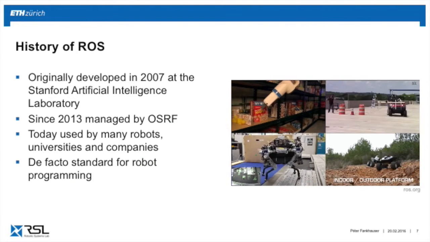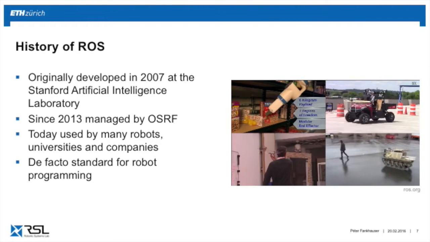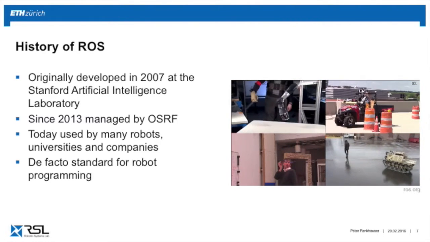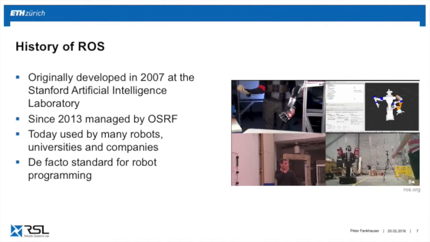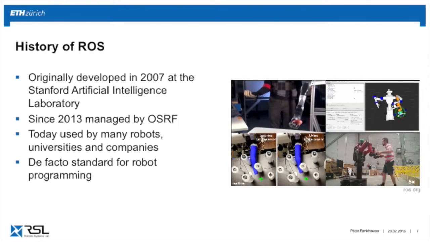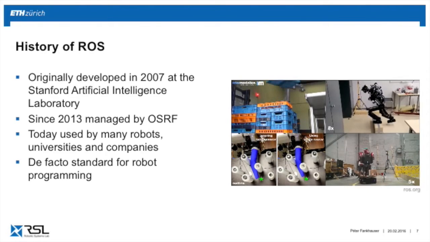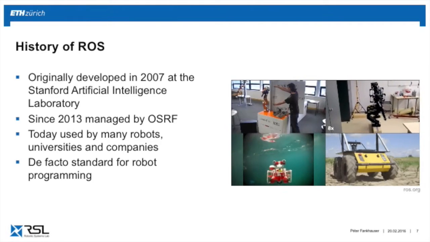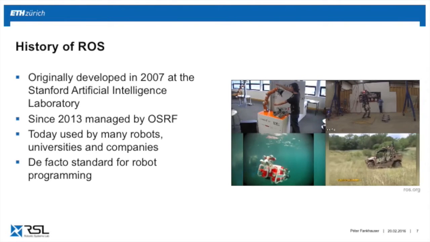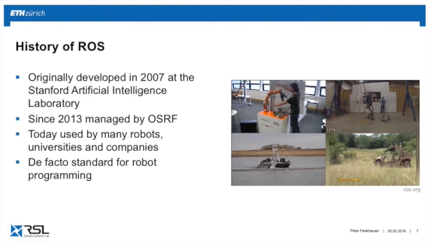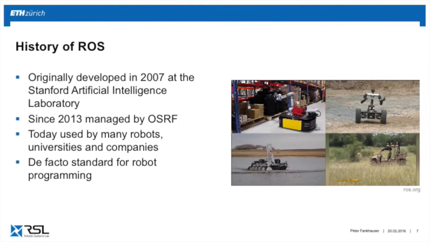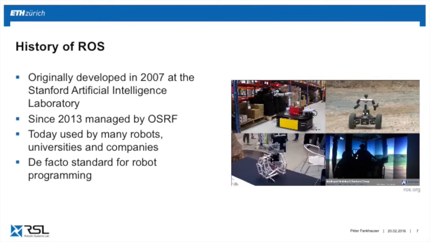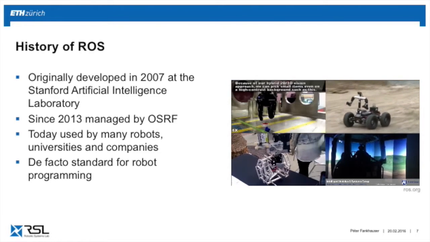A little bit to the history of ROS. It was developed 2007 at the Stanford Artificial Intelligence Laboratory, and then was managed by Willow Garage, was taken over, and then since 2013 is now managed by the Open Source Robotics Foundation. Today, ROS is used by many, many robots, and you see some of them in the videos. These range from universities to companies who use this in their system.